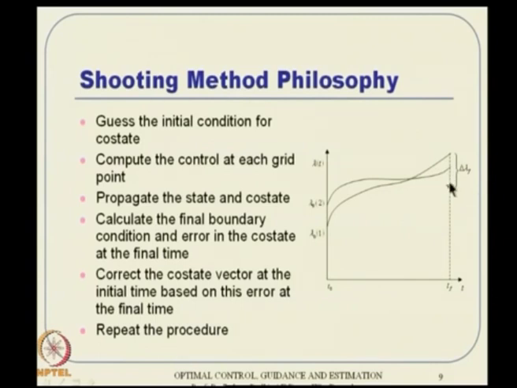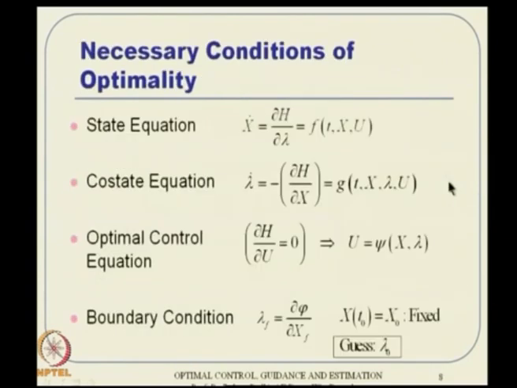Then you say everything is satisfied, because I am starting with this initial condition of the state anyway, and I am satisfied that whatever integration I am doing, wherever I started, I landed up there. These two values are very close, so this is also satisfied, and I have used this control on the way anyway, and these two equations I am integrating as a part of the procedure anyway. So, all the conditions will be satisfied.